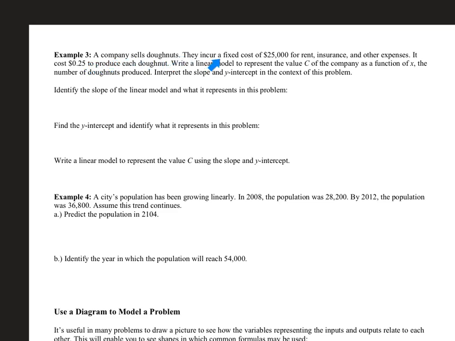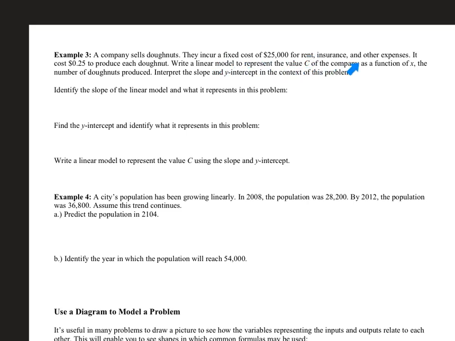A company selling donuts incurs fixed costs of $25,000 for rent, insurance, and other expenses. So the fixed costs are things that are just set, and it costs 25 cents to produce each donut. Okay, so this would be called a variable cost or a fluctuating cost because it changes depending on how much of something you make. I want to write a linear model. Really, this is saying write a linear equation. Represent the value of C. So they're giving us a variable they want us to use.